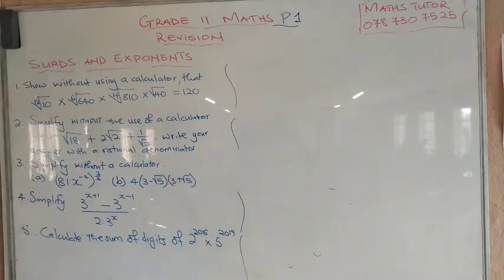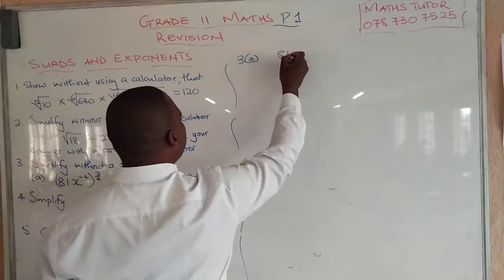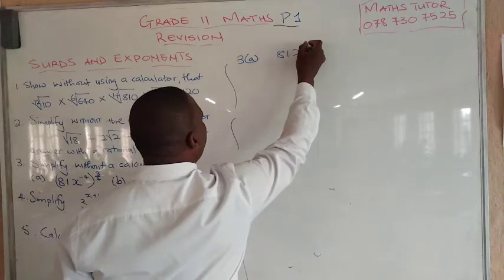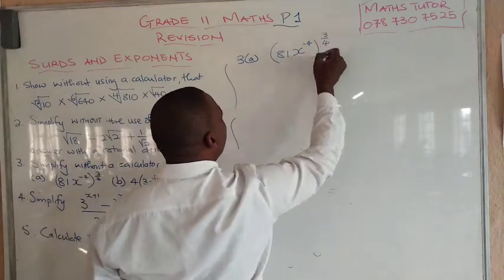You're asked to simplify without a calculator. We have two questions here. 3a is 81 times x to the power negative 4, all raised to the power 3 over 4.